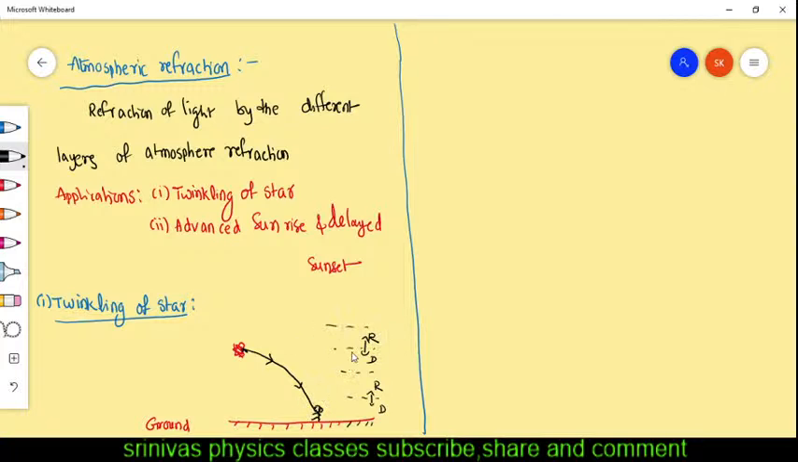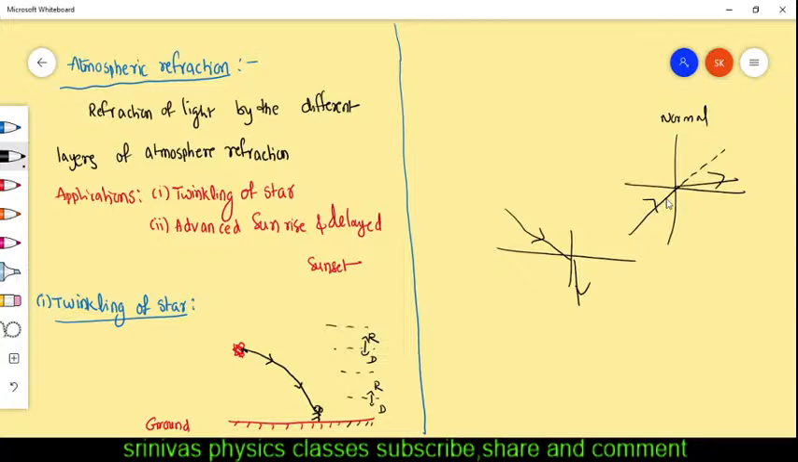Okay, when a light ray moves from rarer to denser medium, what happens? Every time the light ray is moving through the different layers of the atmosphere, it is moving from rarer to denser medium, and due to that it will bend towards the normal. You know already, when a light ray moves from rarer to denser, it will bend towards the normal. When a light ray moves from denser to rarer, it will bend away from the normal. Okay, this is the normal. The actual path is this one. It cannot go straight. It will bend away from the normal.